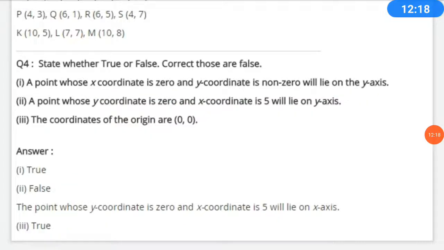Okay, so here we are having question number 4. In this exercise only 4 questions are present, so I hope you people understood the questions.